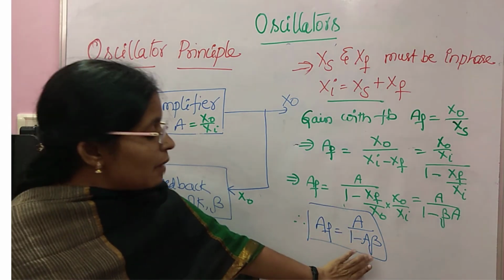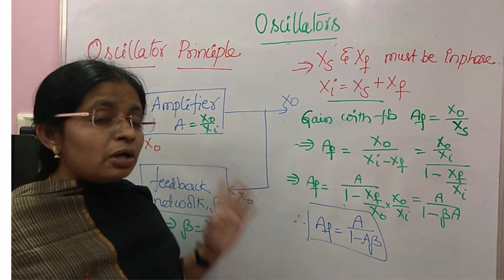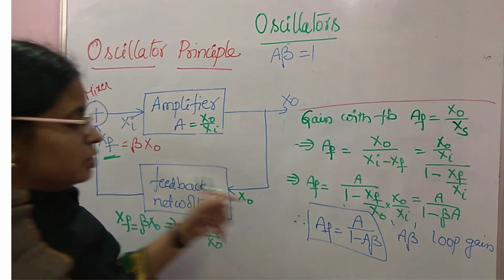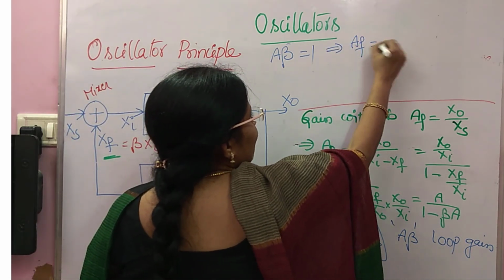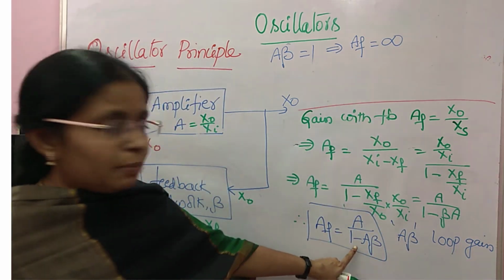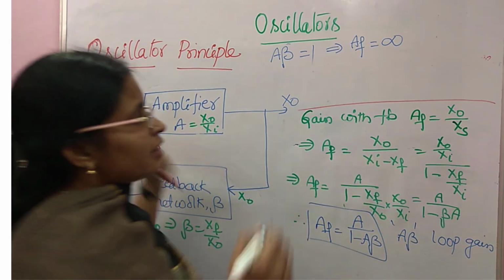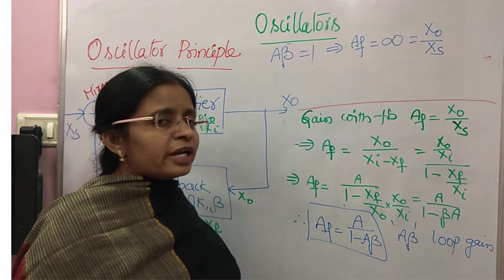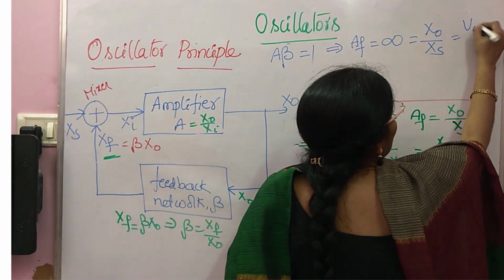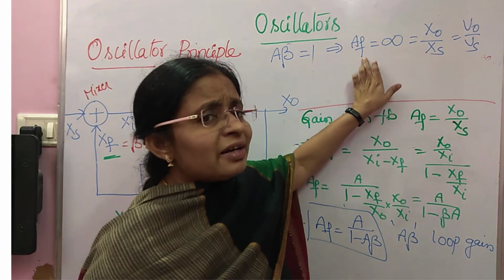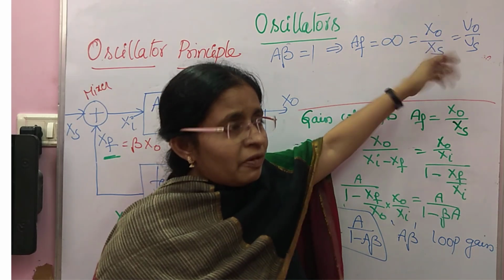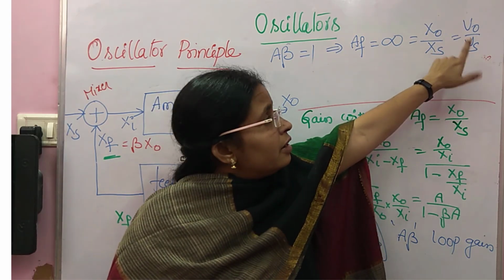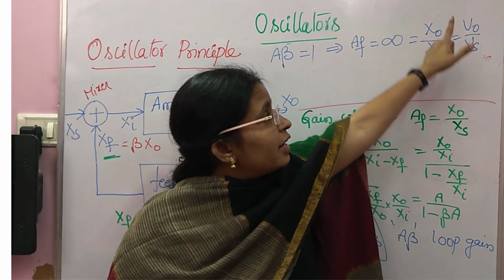Now let's see about this A beta term. What is A beta? A beta is called loop gain. Now suppose the loop gain A beta is 1. Then what about AF? AF becomes infinite, since 1 minus 1 is 0. What is AF? X naught by XS. X may be voltage or current, but we generally go with V naught by Vs. What is the meaning of infinite AF? When do we get infinite? When the denominator is 0. What is the denominator here? Vs. It means even with Vs equal to 0, we are getting output.